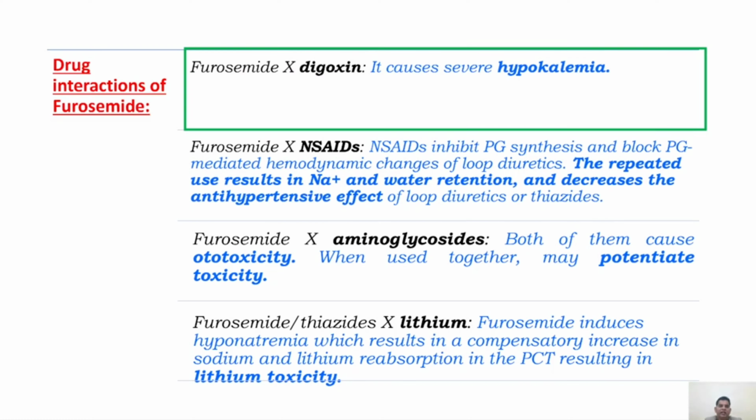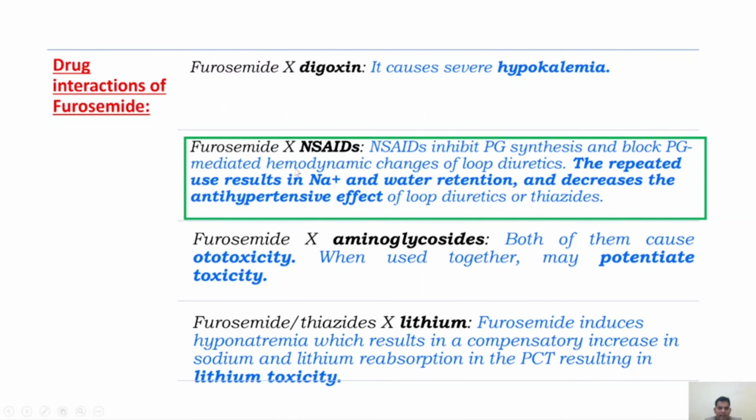Next, finally, drug interactions of furosemide. We know that digoxin causes hypokalemia, so it should not be administered with furosemide. Why? Because both cause severe hypokalemia. Second one, NSAIDs should not be administered with furosemide because NSAIDs inhibit prostaglandin synthesis and block the prostaglandin-mediated hemodynamic changes of loop diuretics. The repeated use results in sodium and water retention, and they decrease the antihypertensive effect of loop diuretics or thiazides.